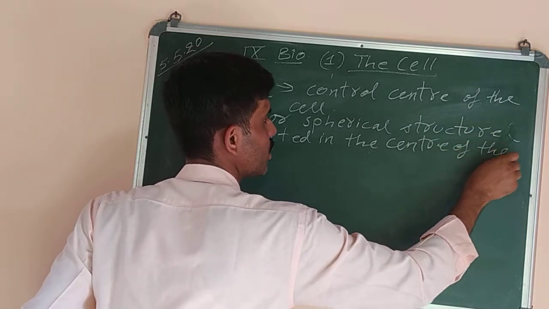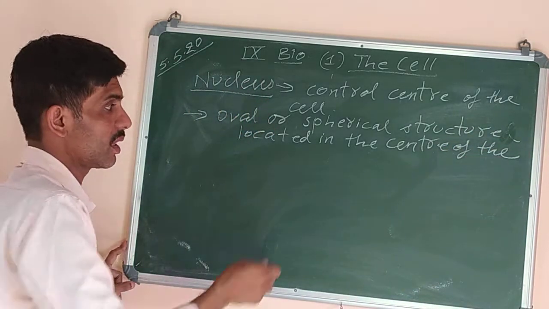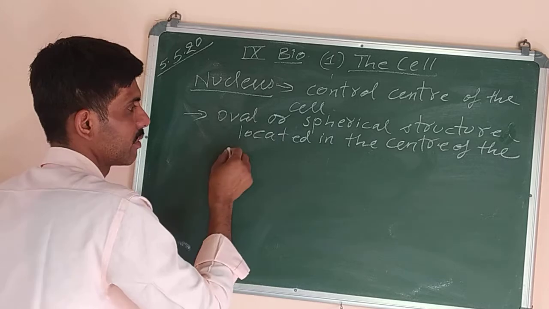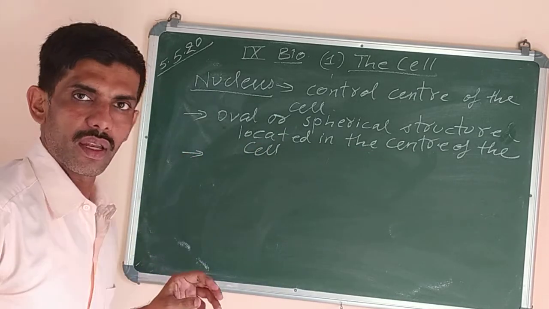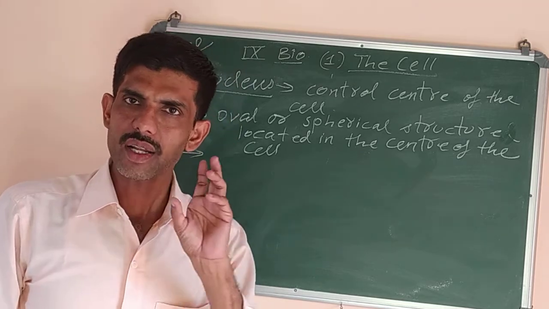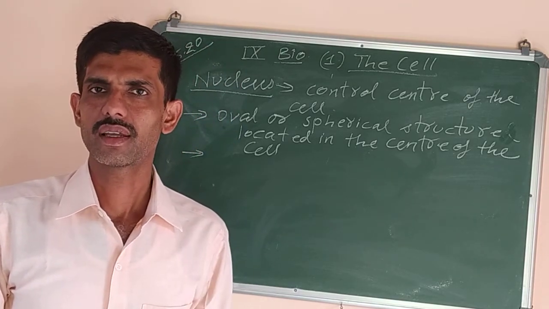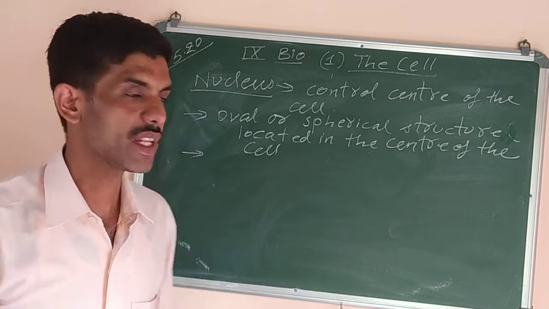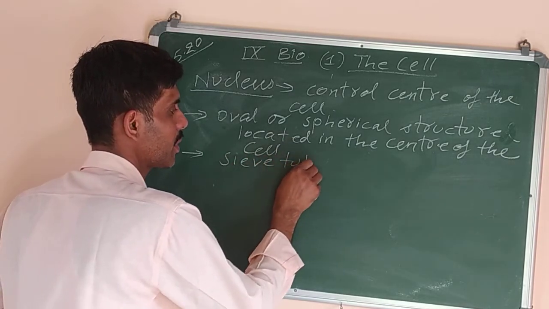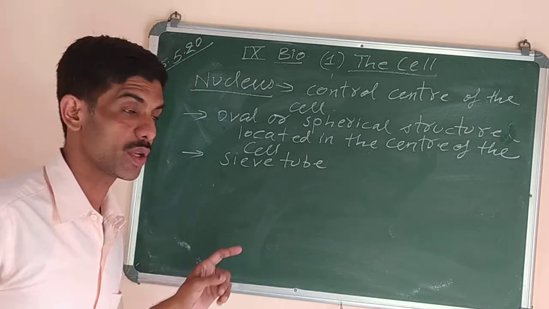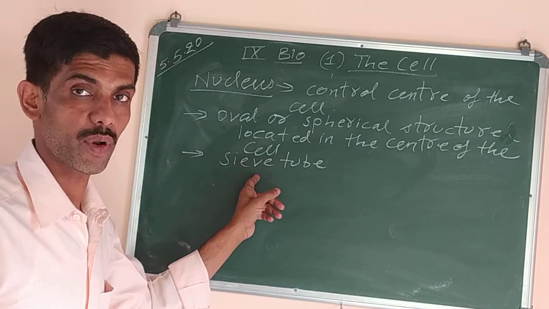But in plant cell, due to the presence of a large vacuole, this nucleus is pushed towards the periphery instead of the center of the cell. Then, there are some cells which lack a nucleus. Example, sieve tube. You know what is sieve tube? It is found in phloem. It is one of the elements of phloem.